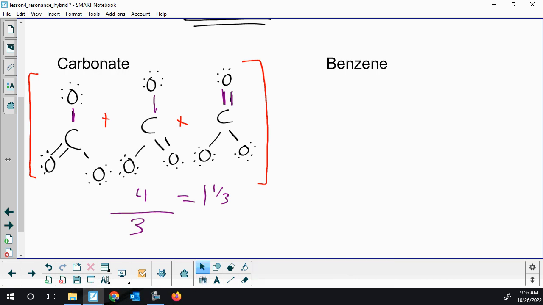In grade 12, when you study organic chemistry, you'll look at benzene, and there's only 2 structures for benzene. It is a 6-membered ring.